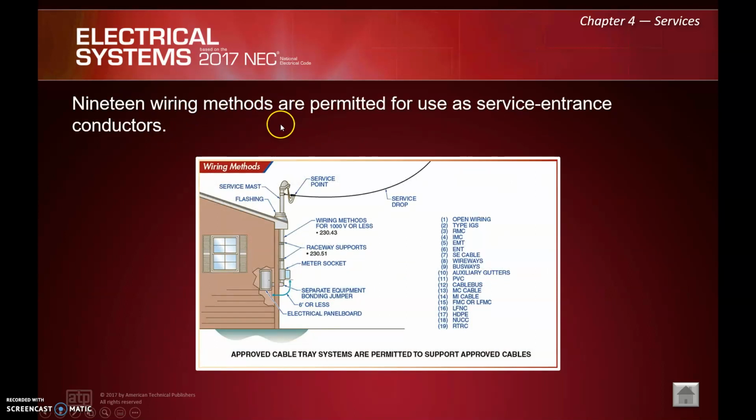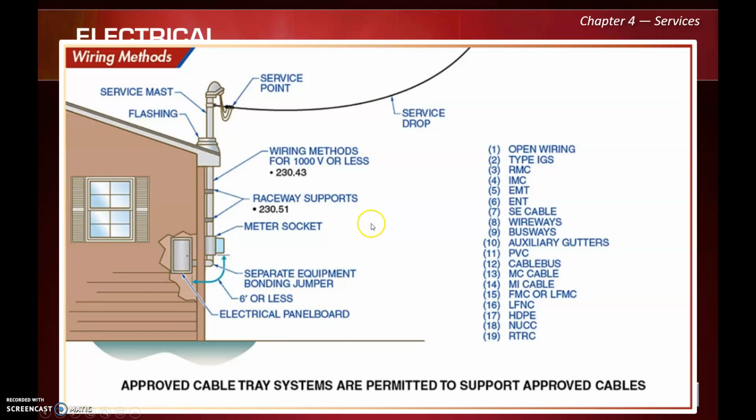19 wiring methods are permitted for use as service entrance conductors. I'm not going to go through all these. You guys have a pretty good idea. We can be in various types of conduit. Naturally, we can have service entrance cable. There's about 5 or 6 of those that are common, but there are actually 19, which I found interesting. There were that many, right?